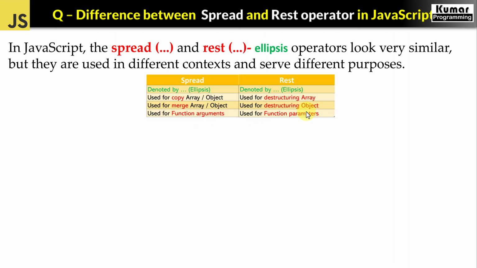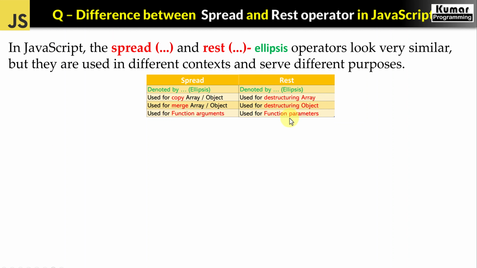So now it's clear, right? Whenever we are copying or merging arrays and objects, in that case we are using the spread operator, as well as when we are using it as a function argument. And the rest operator is used for destructuring arrays, destructuring objects, and wherever we are using it as a function parameter.